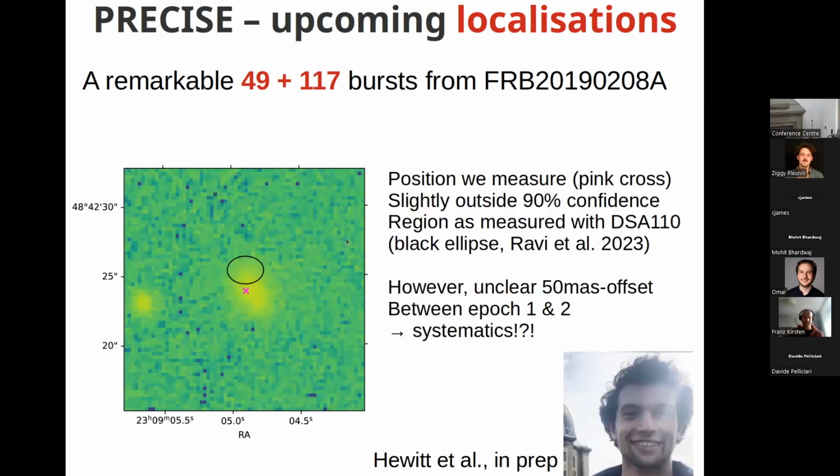With that localization, this is what we have here on the left. The pink cross is what we measure. The black ellipse is the error ellipse from DSA-110. We're slightly outside this region, somewhat closer to the center of the galaxy. There is one little annoying issue still ongoing: despite the fact that we have almost 170 bursts, we have a 50 millisecond offset between the 2 different epochs. It just points out that even if you have a ridiculous amount of bursts, you still need to take care of the systematics that Daniela mentioned in the beginning. This is also work done by Dante, so he's got to do all the fun work here.